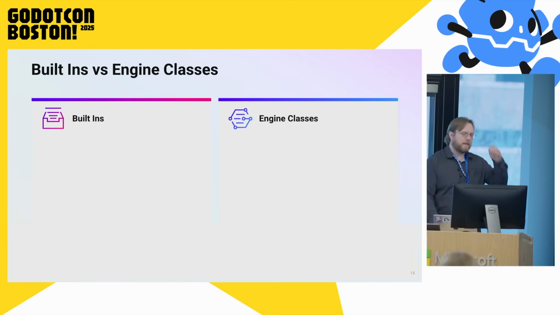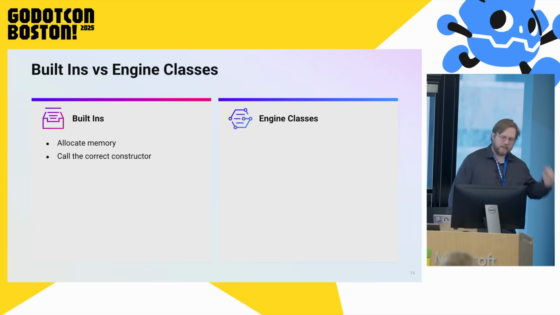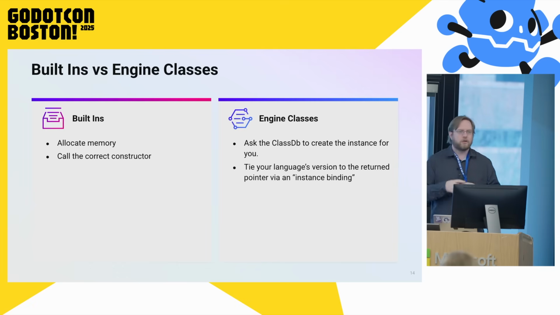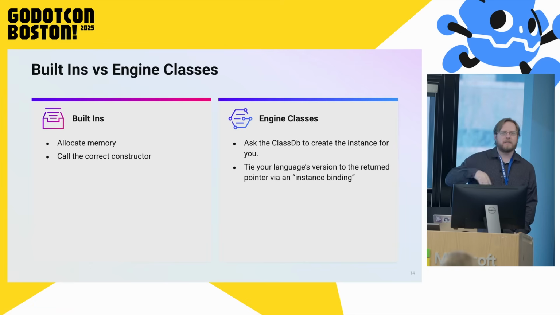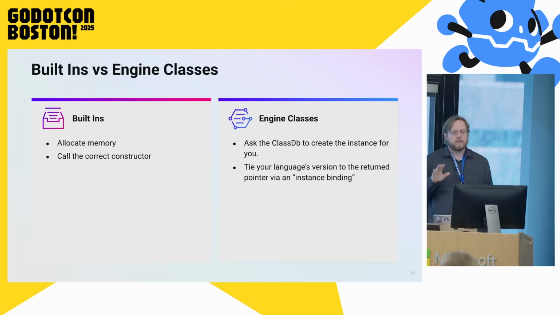The main thing to know here is that when you're creating built-ins versus engine classes, for built-ins, you allocate your memory for them, and then you call the correct constructor. And for engine classes, you're going to ask class DB to create that instance for you, and then you're going to tie the version it hands back to you to your language's version of the engine class via an instance binding.